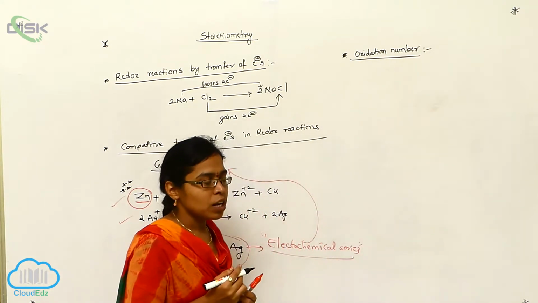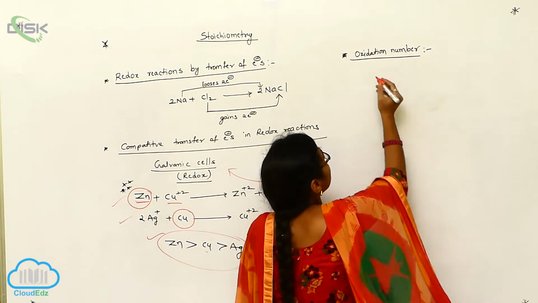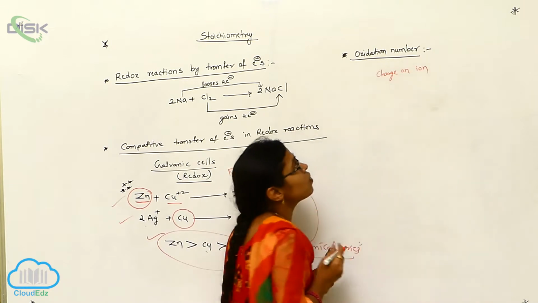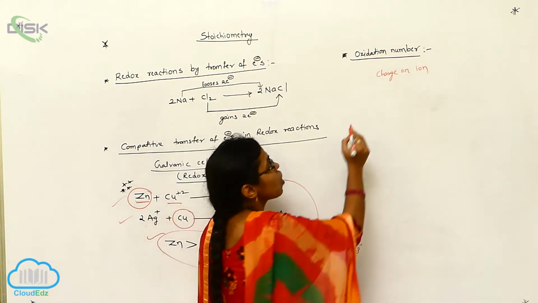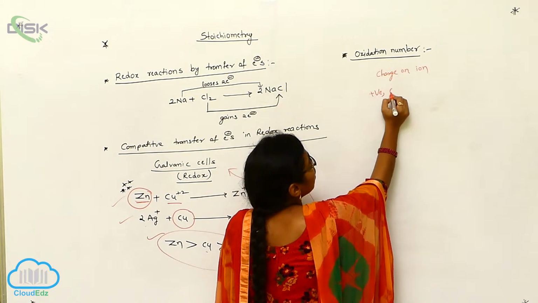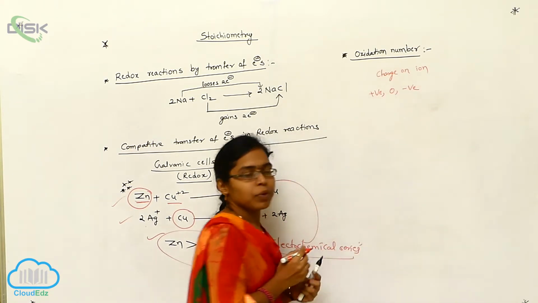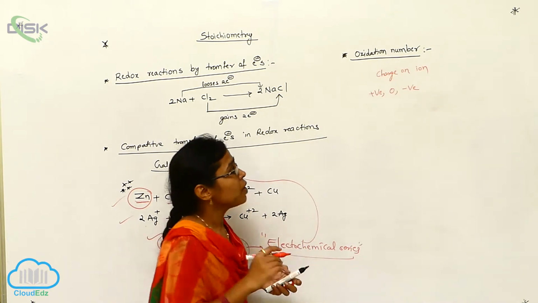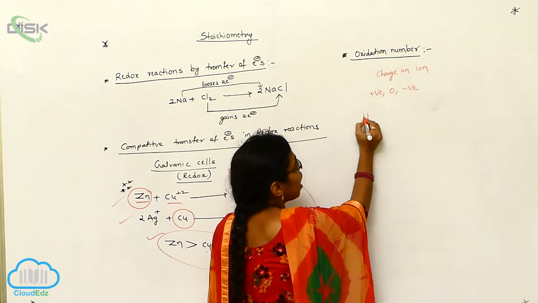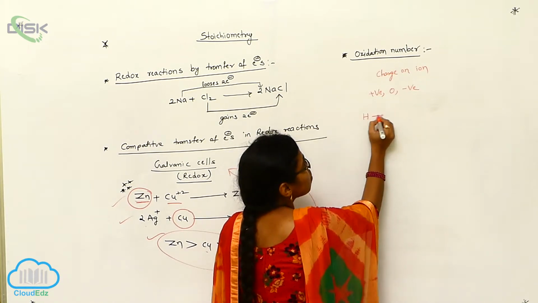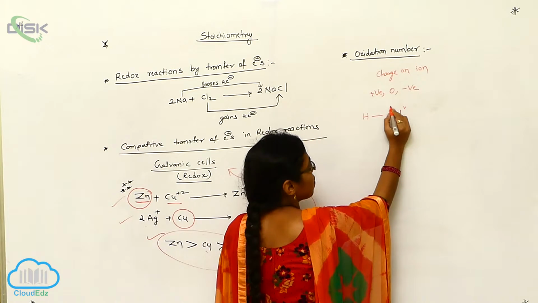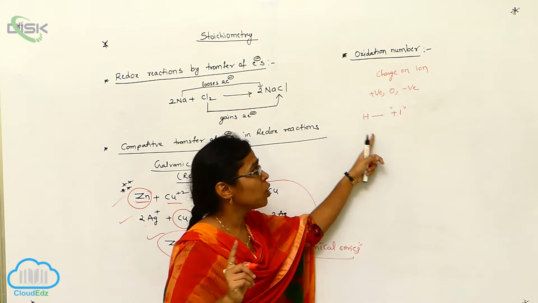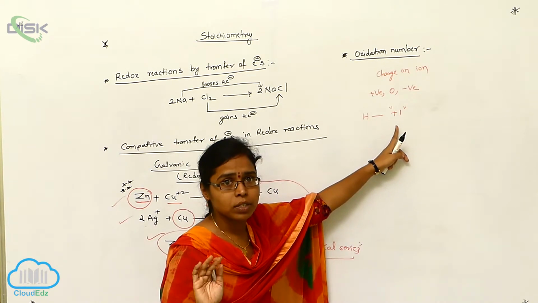Okay, so oxidation number, I already gave the definition. It is nothing but the charge on an ion. The charge may be positive, neutral or negative. In our modern periodic table we have different types of elements. For example, the first one, hydrogen. Normally hydrogen shows the +1 oxidation number, because it has one electron in the valence shell, and it always wants to lose that electron, so it shows the +1 oxidation state.